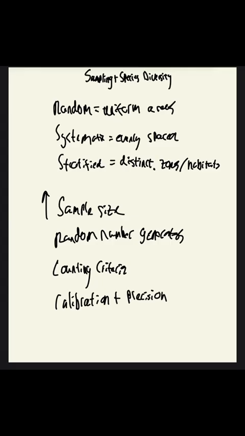So to summarize, it's important to match the sampling method and technique to the habitat and organism. Minimize bias through sample size, random placement, clear counting criteria, and calibrated equipment. And it's important to report diversity in terms of both species richness and the relative abundance of each species. All right.